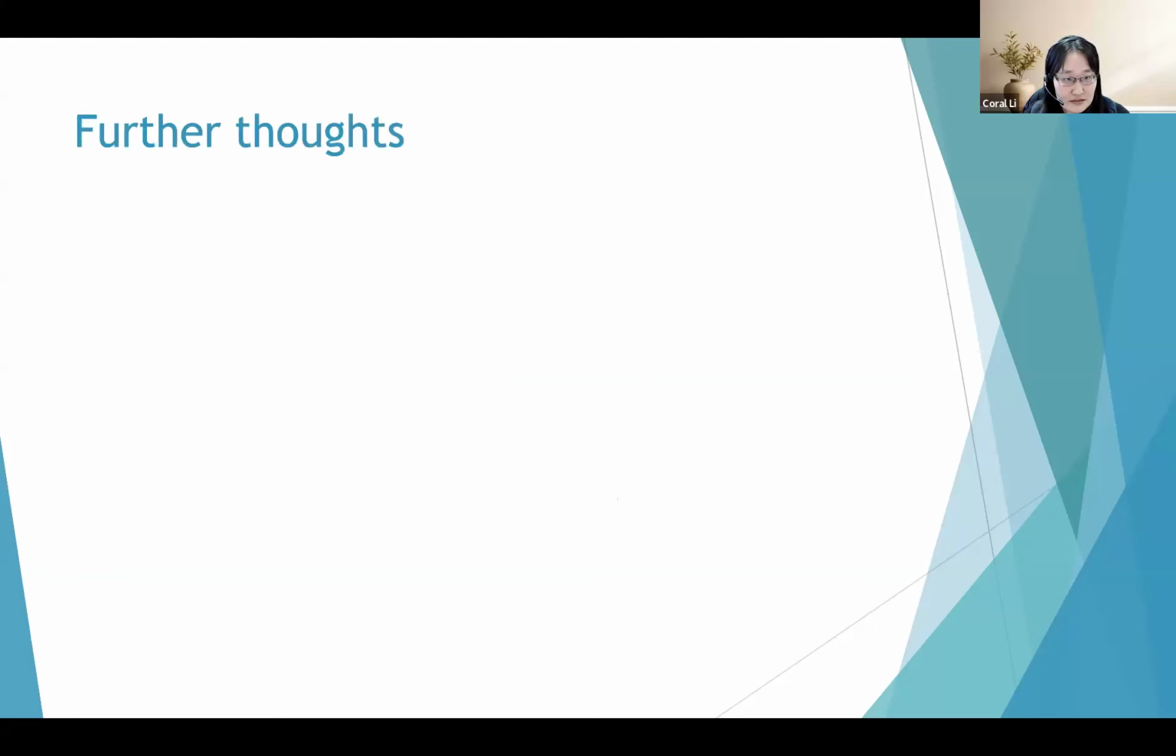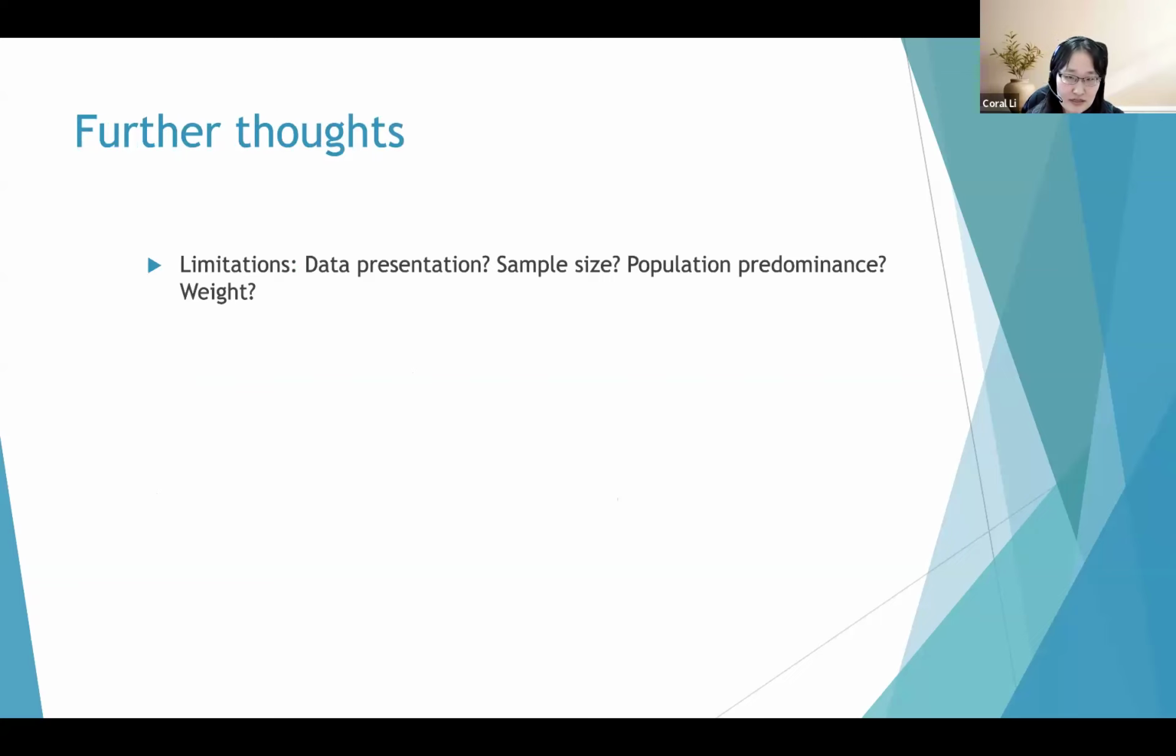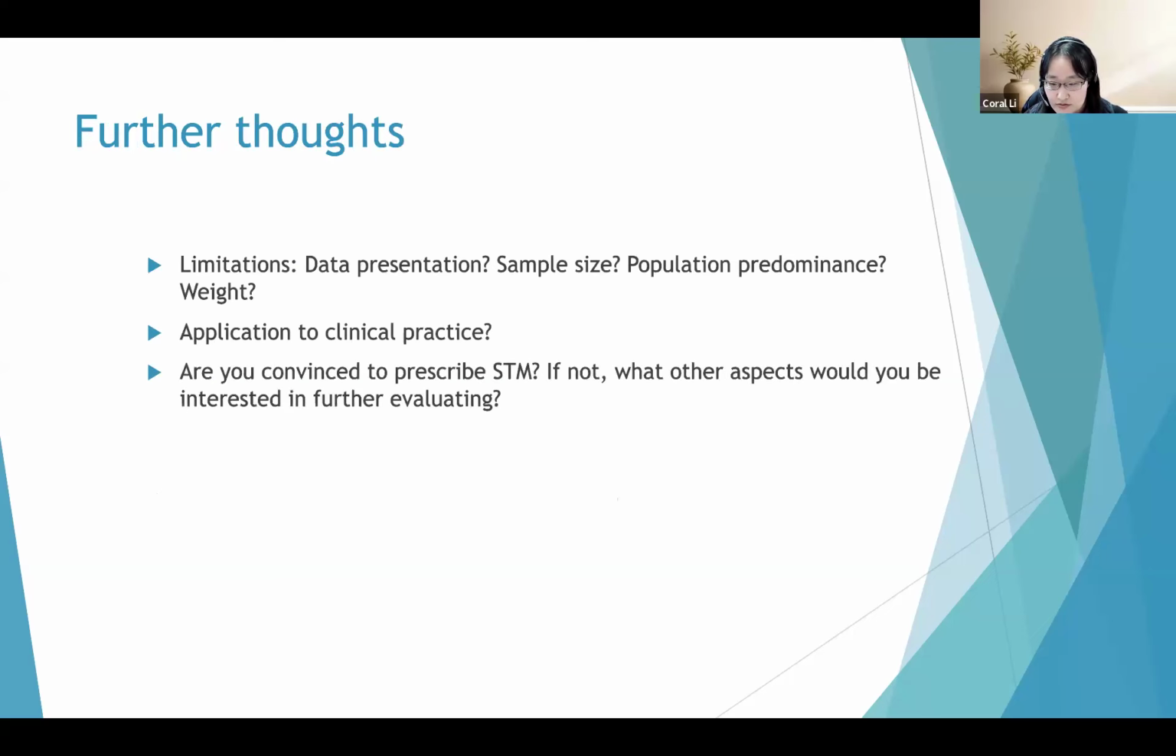Awesome. So then, in general, we kind of already discussed the limitations of this study, the sample size, the population predominance, weight, the overall data presentation. And then we kind of also addressed the clinical aspects of applying this medication. So with this, if this medication was in the US, would you be comfortable starting prescription if it were to be approved today? Or what other aspects would you consider evaluating than what this article says to have been a significant finding for treating obstructive sleep apnea?